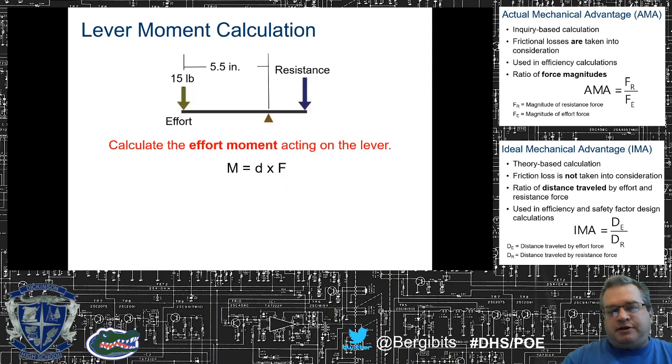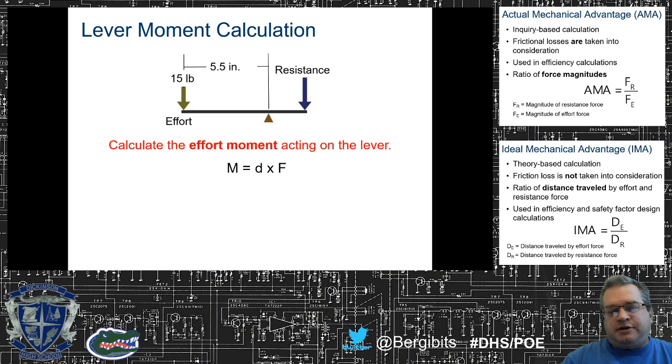Distance times force. Pay attention to the fact that we're looking at the effort only. This is the effort. We're not looking at the resistance. We're looking at only the effort. All right, so the effort moment is, the distance from the effort to the fulcrum is 5.5 inches. The effort is 15 pounds. So you're putting 15 pounds of force on that to overcome the resistance.